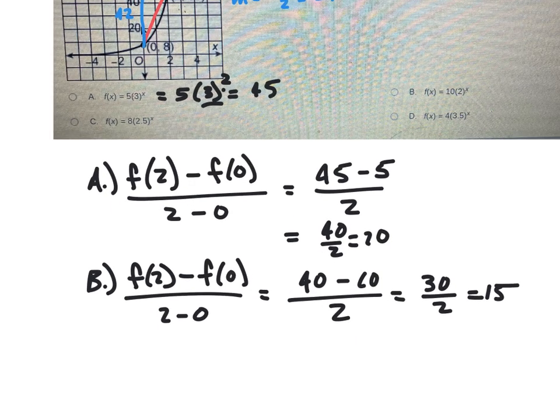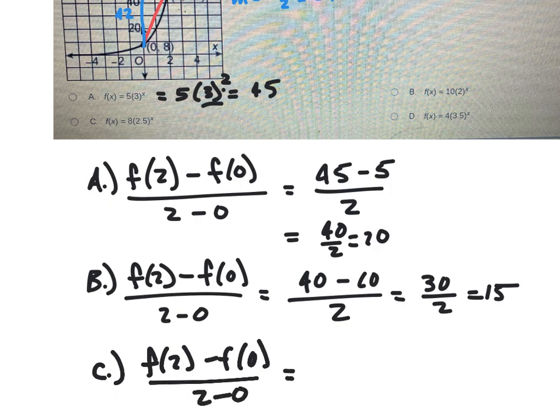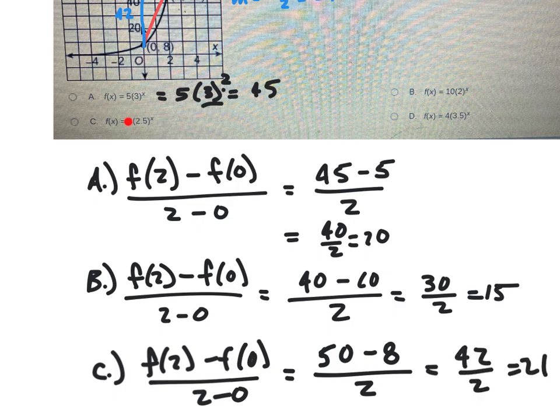All right, let's try part C. Part C means you're going to do f of 2 minus f of 0 over 2 minus 0. So f of 2 means we have to do 2.5 times 2.5 times 8, using the calculator, which gives us 50, minus 8 all over 2. And remember, I'm getting f of 0, that's 8. That's my value right here. So 50 minus 8 gives us 42 over 2, which gives us 21. All right, so that's the same thing.